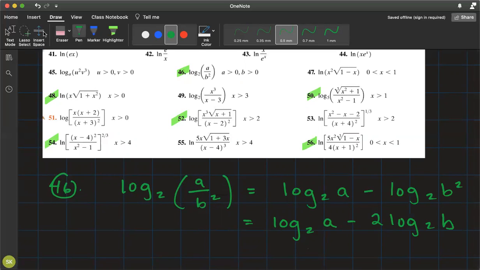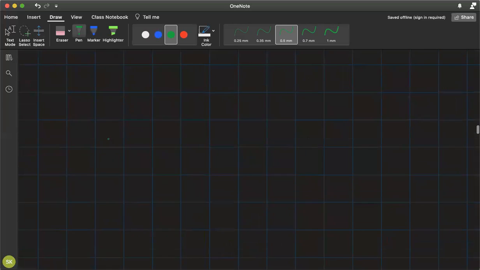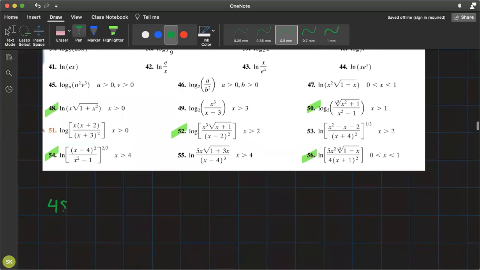Okay, now let's erase that. And now we're going to try 50, no, over here, 48. I'm getting a little lost. Okay, let's try 48. We have ln of x square root 1 plus x squared. Maybe pause the video and see if you can break this up.